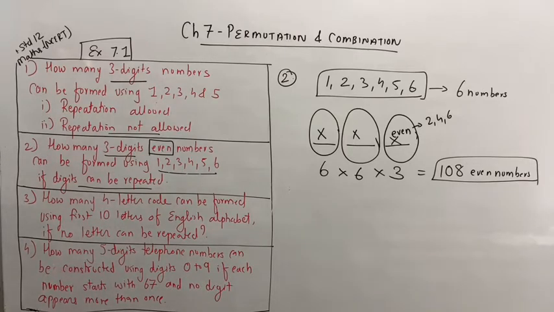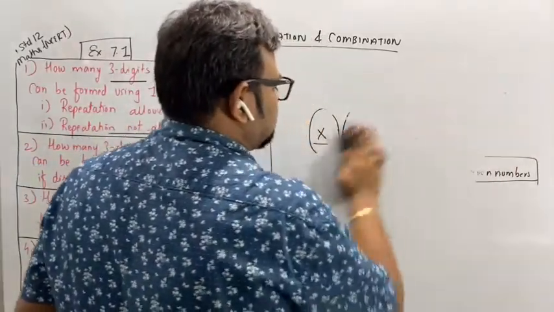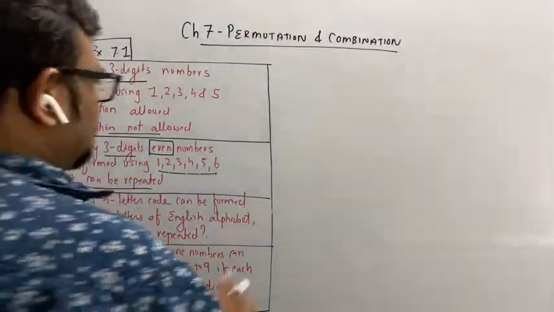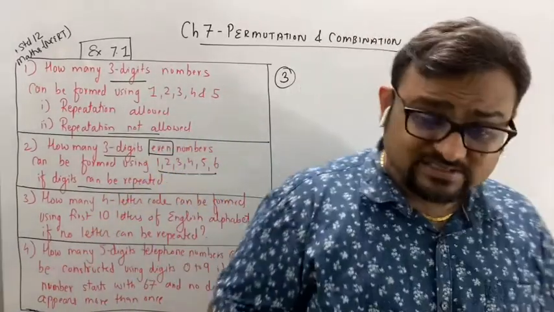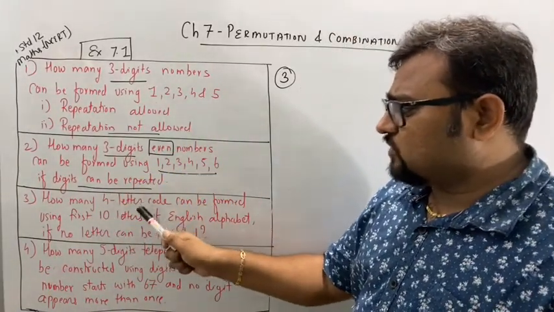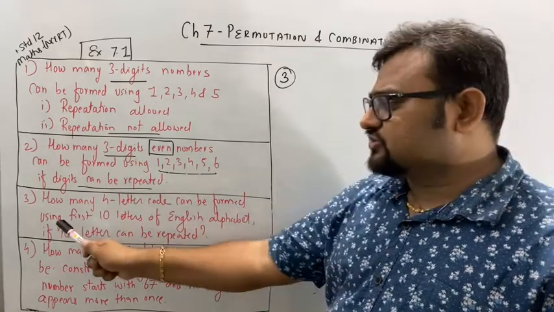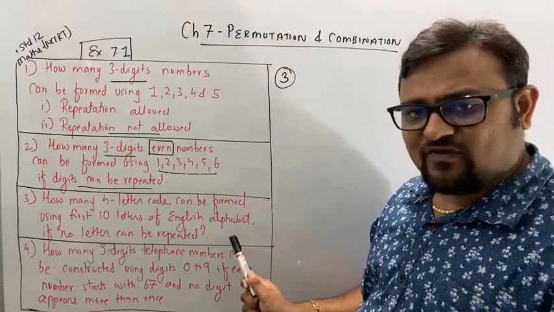Okay, let's move to the next one. Question number three. Okay, so let's see what is question number three. How many four-letter codes can be formed using the first 10 letters of the English alphabet?